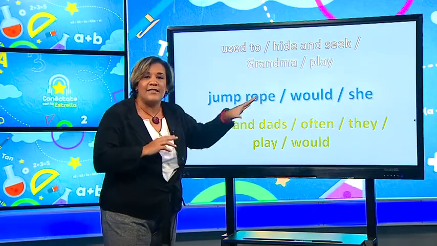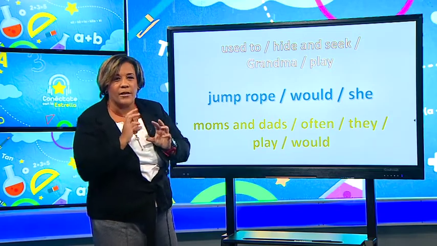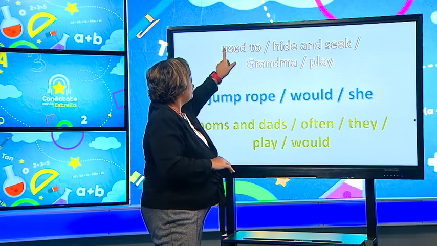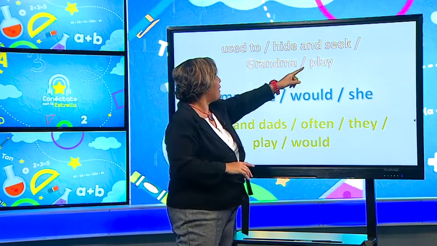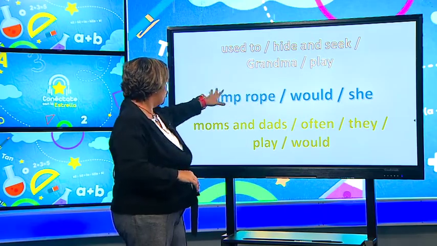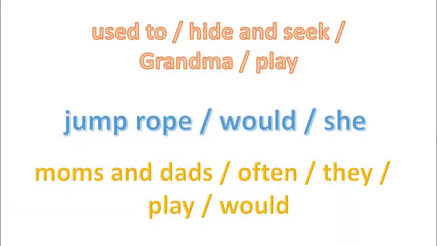Here you have sentences that are not in order. How would you order them? Take a look at them, please. I'm going to give you some seconds. Look at this one. Used to, hide and seek, Grandma, play. The other one, jump rope, would, she. And the other one, moms and dads, often, they, play, and would. Okay? Can you say the sentence?